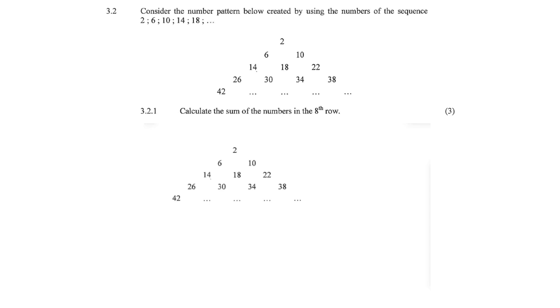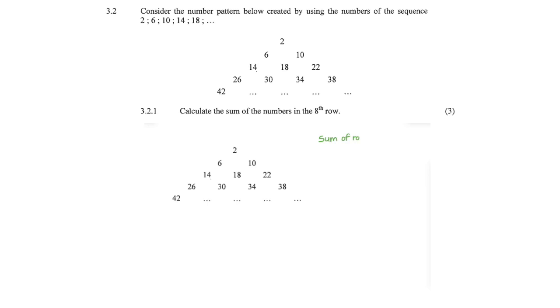Let's take a look at question 3.2. Consider the number pattern below created by using the numbers of the sequence 2, 16, 14, 18. Let's take a look at 3.2.1. Calculate the sum of the numbers in the 8th row. So how can we go about answering this question? So we are asked to calculate the sum of the numbers in the 8th row of the number pattern, which follows a specific sequence. So here are the first 4 rows.